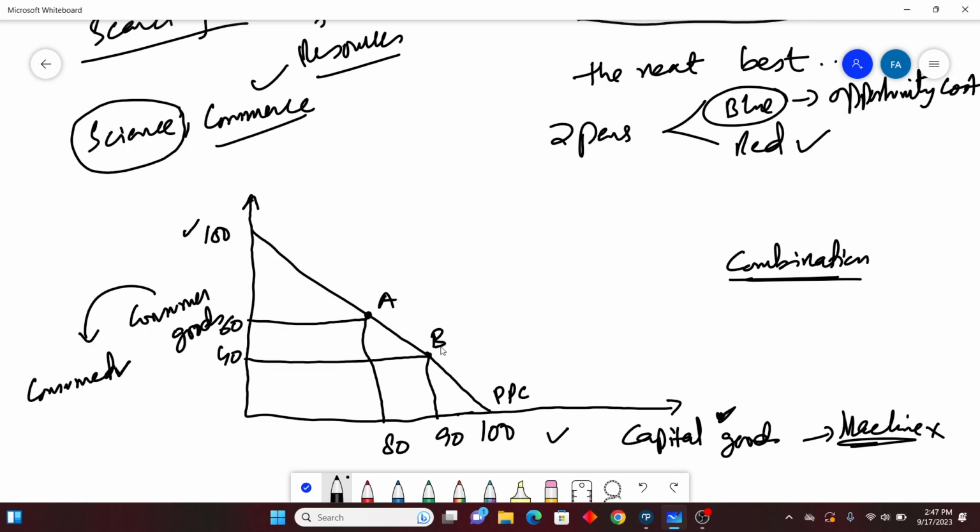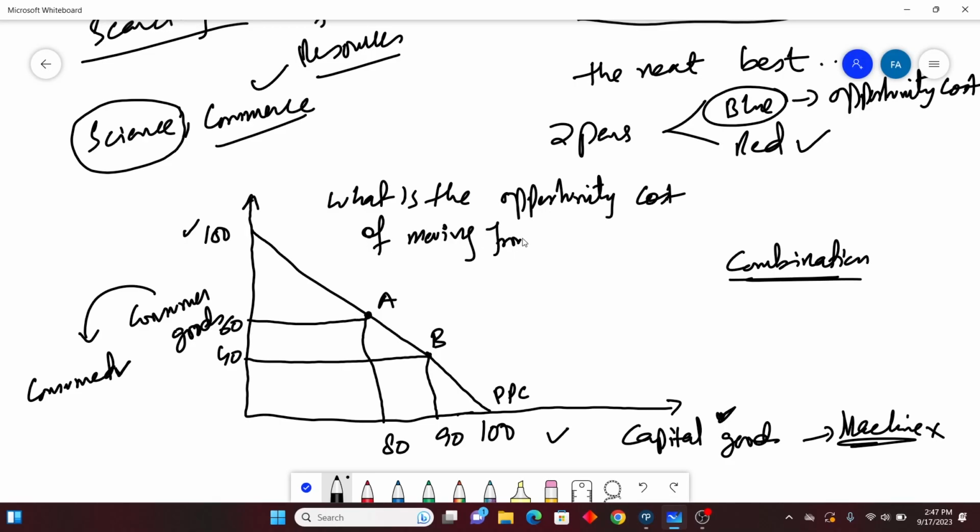And the question arises, what is the opportunity cost? The question is saying, what is the opportunity cost of moving from point A to B? That's a question. If you see this, you are coming from point A to B.